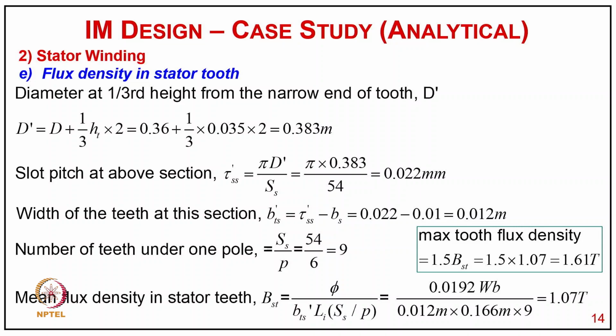So the width of the teeth at this section will be BST dash equal to TSS dash minus BS. Putting the value, it comes 0.012 meter, and the number of teeth under one pole is SS upon P, 54 by 6, so it comes 9 slots under one pole pitch for all 3 phases. The minimum flux density in stator teeth BST is equal to phi upon BST dash into Li into SS by P, that is the number of slots per pole. Putting in the values, it comes 1.07 Tesla in the stator teeth. And the maximum flux density in the teeth is usually 1.5 times this average flux density, so it comes 1.61 Tesla, which is well within the stipulated value of less than 1.8 Tesla.